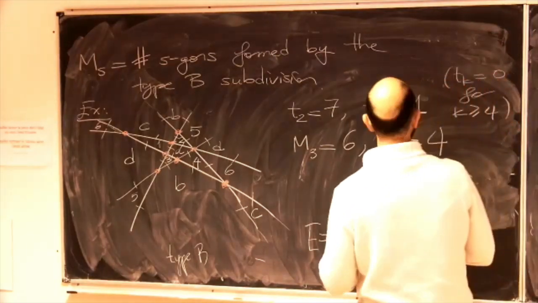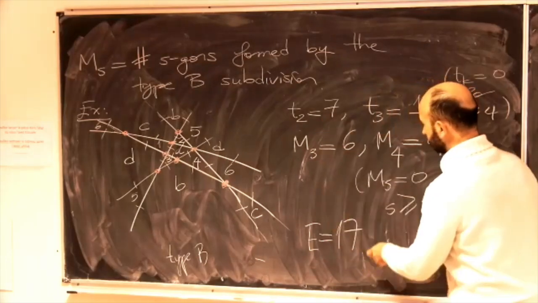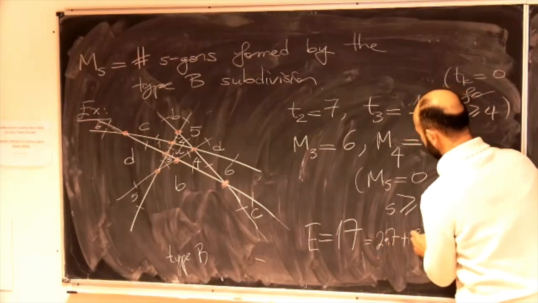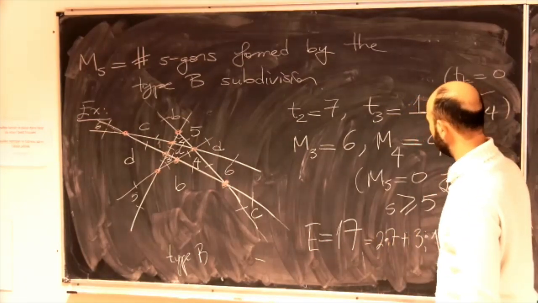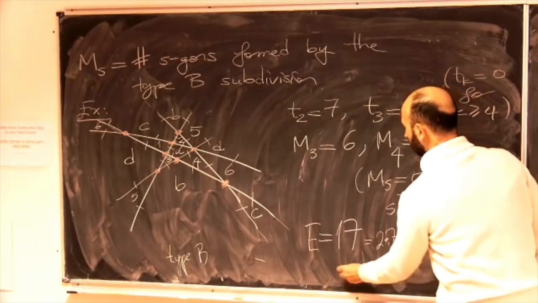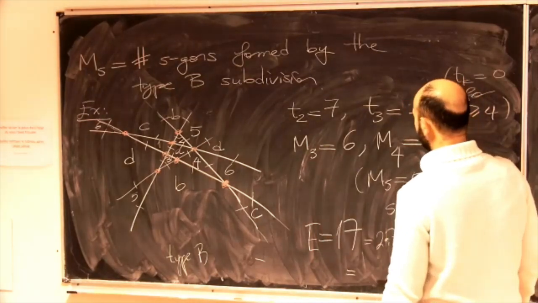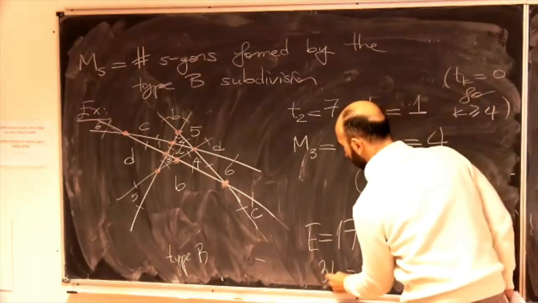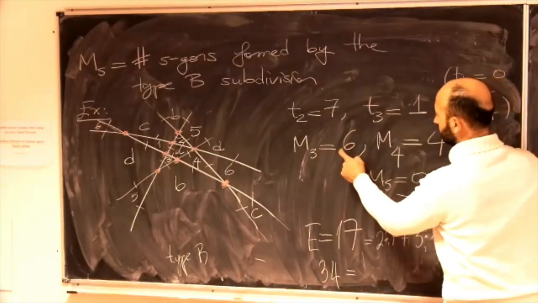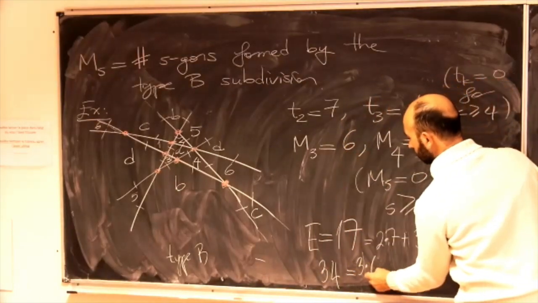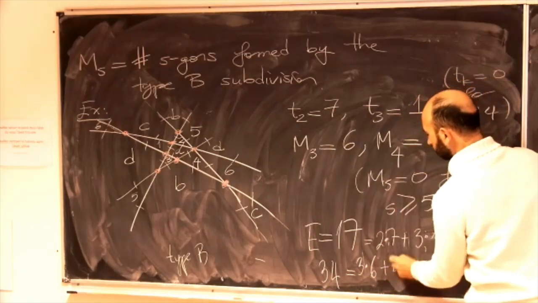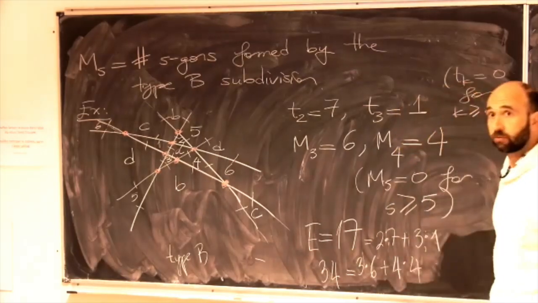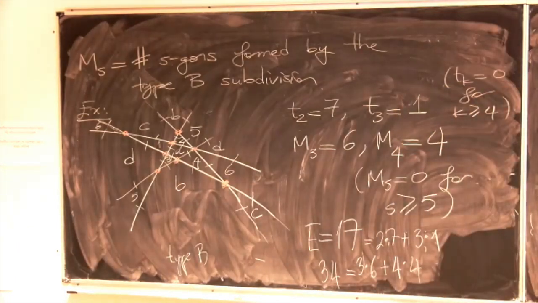Now, if you add k times tk's, this is 2 times 7 plus 3 times 1, which is a correct equality, 14 plus 3. Or s times ms: 2e should be the sum of s times ms, so 3 times 6 plus 4 times 4. This also sounds correct. This is 18 plus 16. That makes 34. OK, now let's prove it in general.